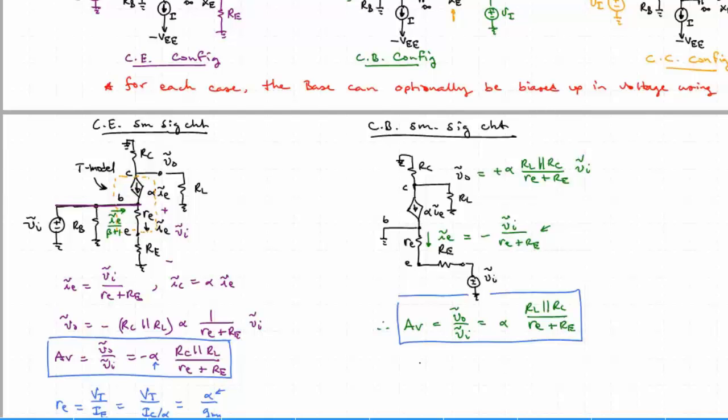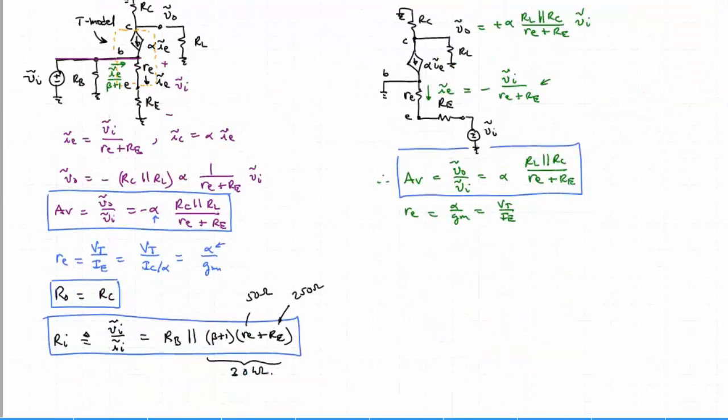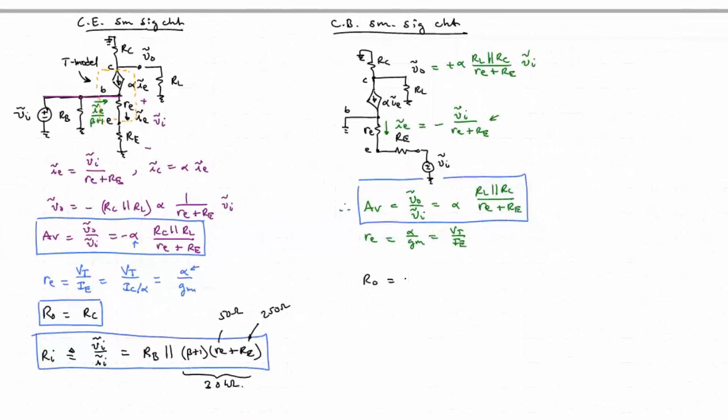Now what about little re? It is going to be the same as before. Little re is equal to alpha over gm, or just VT over IE. Now the output resistance, RO, will be equal to RC as before. That has not changed. Now what about RI?